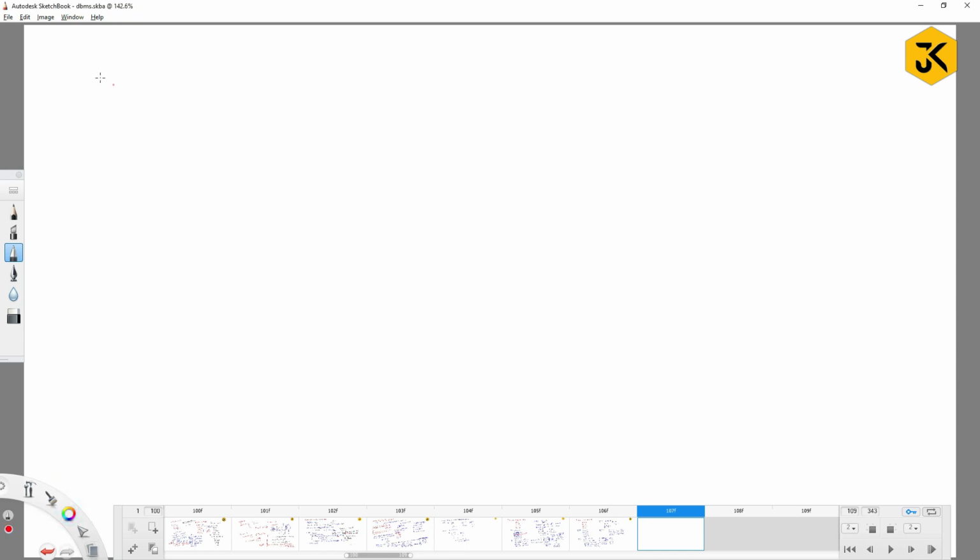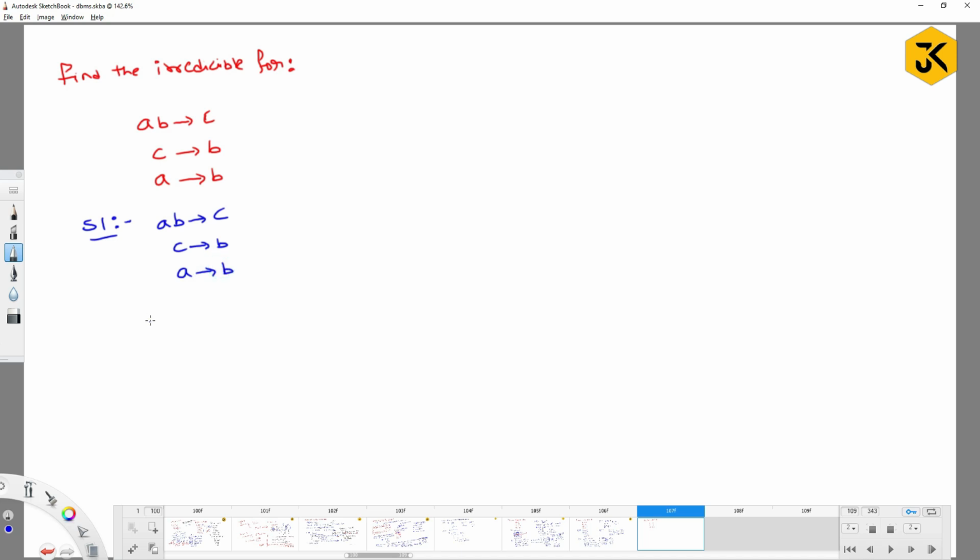Find the irreducible set for AB determines C, C determines B, A determines B. Solve it. So what is step 1? It is already in step 1, right? AB determines C, C determines B, A determines B, right?